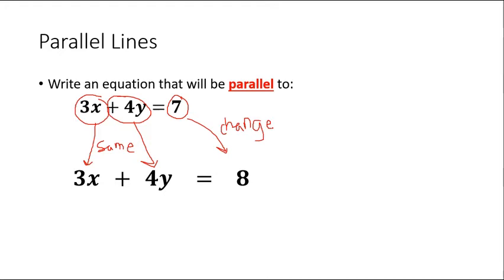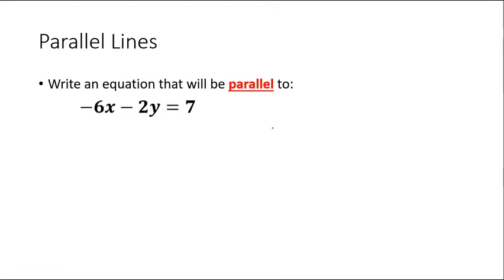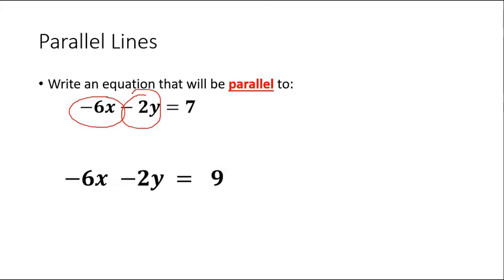All right, let's go into the next example. We have negative 6x minus 2y equals 7. Again, we're going to write an equation that will be parallel to this. So again, these two values stay the same. The only thing that changes is that 7. So I have negative 6x minus 2y equals, again, it could be any number. In this case, I picked a 9. So that's my answer right there.